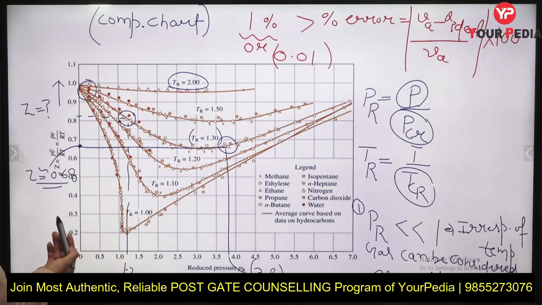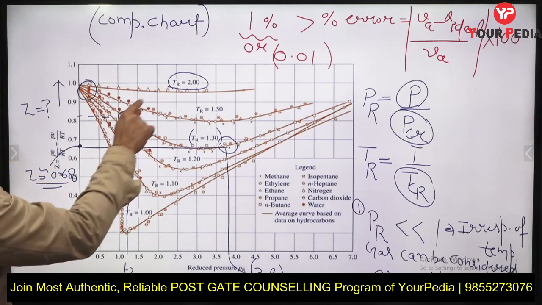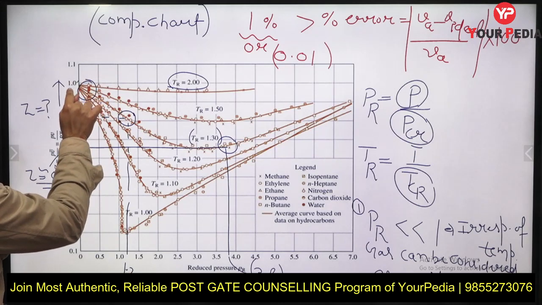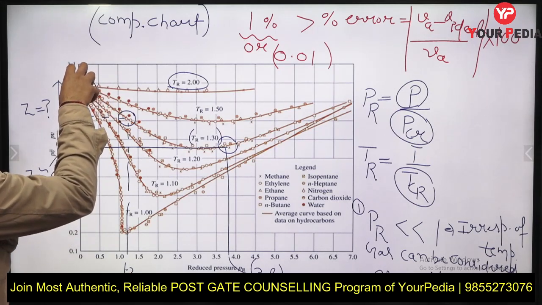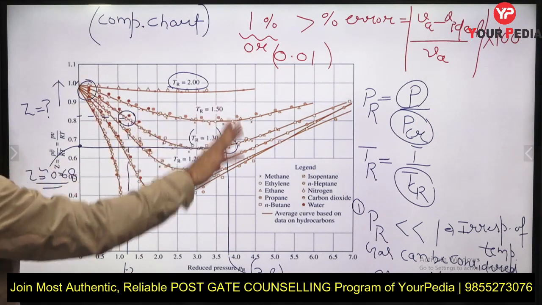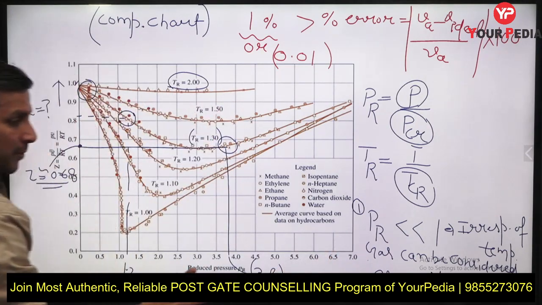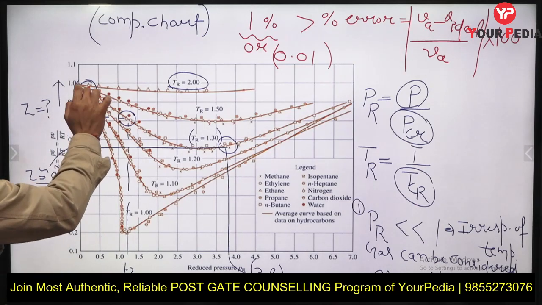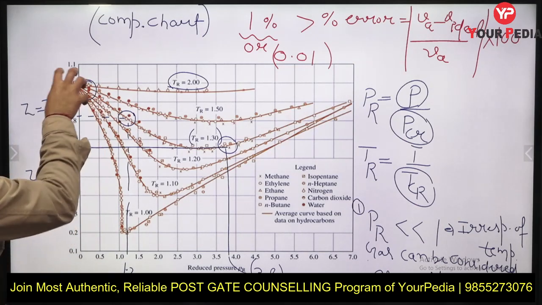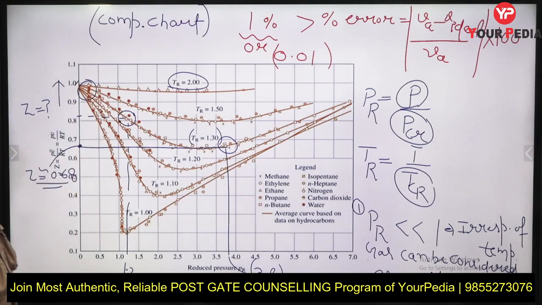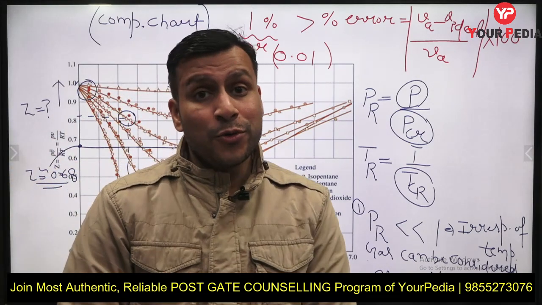Reduced pressure very much less than 1, irrespective of any temperature, whether you are having reduced temperature 2 or reduced temperature 1.5, because all these lines are going to merge here. यहाँ पे क्या हो जाएंगे? They will merge here. Okay, so irrespective of temperature, if the reduced pressure is very much less than 1, the gas behavior will be very close to the ideal gas behavior. Why? Because Z will be very close to 1. This is one very important point you need to know.